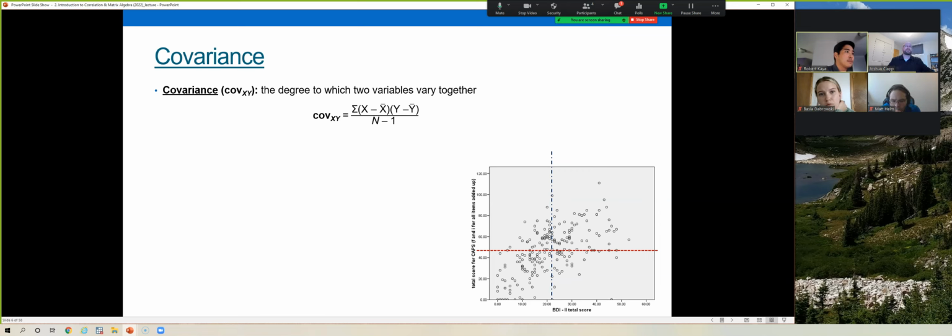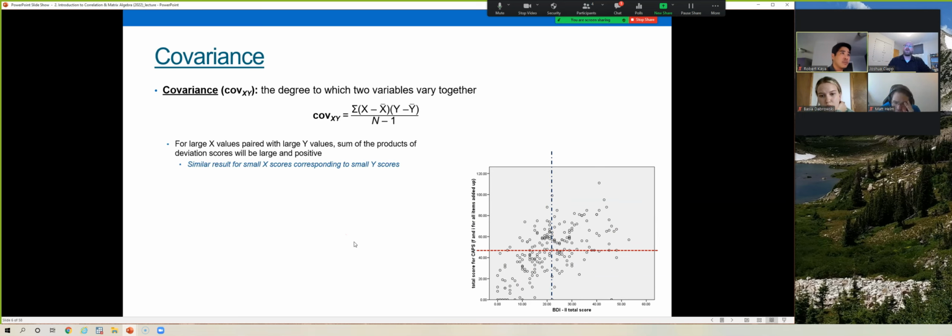And so what we can see here, based on this formula, for something like this, what happens if I've got x's with large positive values, if I've got large x values paired with large y values, the sum of these products are going to be large and positive, but similar for results for small x's coupled with small y's, right? And so what I get is a large positive value indicating a positive covariance between these two variables, right? And we get something like this, okay?